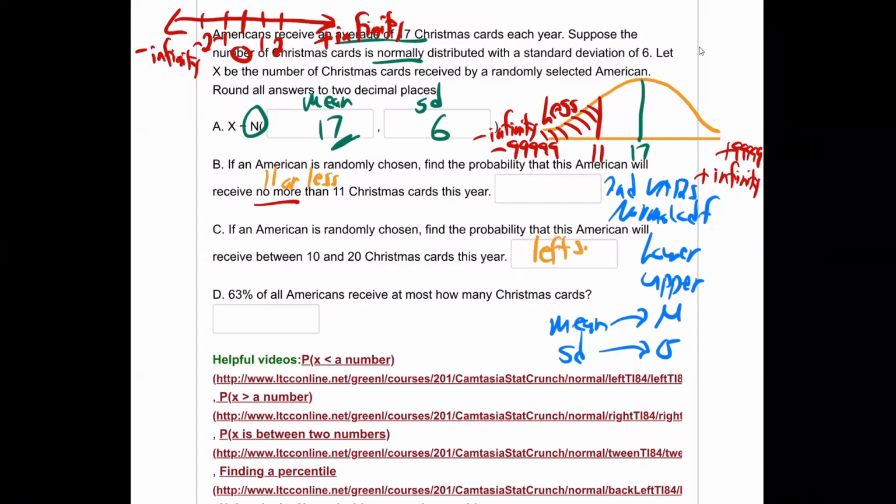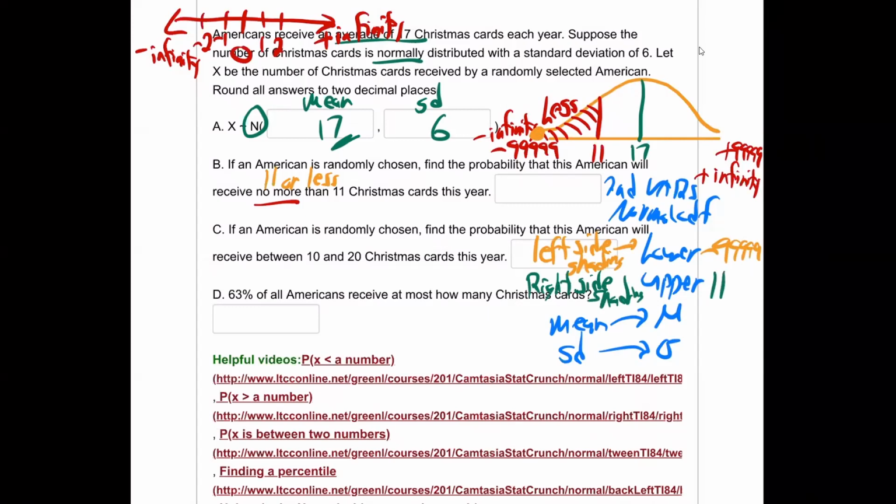It means left side of the shading. That's what it means by lower. So that would be over here. So that's the negative 5 nines. And then the next one, the upper, means the right side of the shading. And that would be the 11.